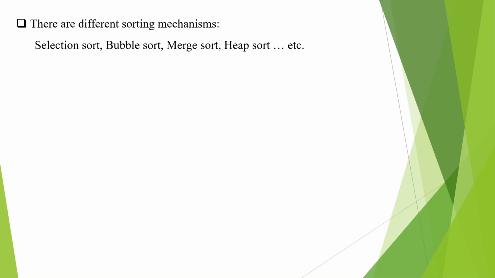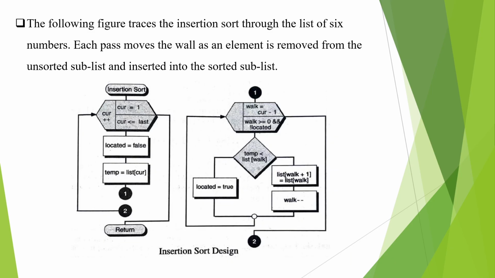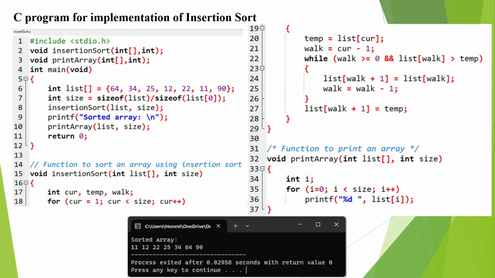Every time you pick one unsorted item and keep it in the sorted list, we call it one pass. Given a list of n items, it requires n minus one passes before the whole list is sorted. Just remember this. I'll make you understand this. It is a pretty simple, straightforward concept. First approach, bubble sort.